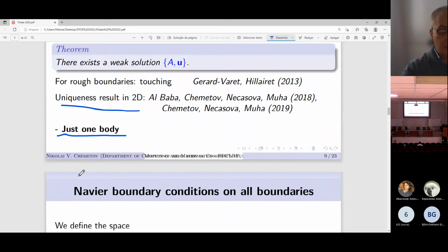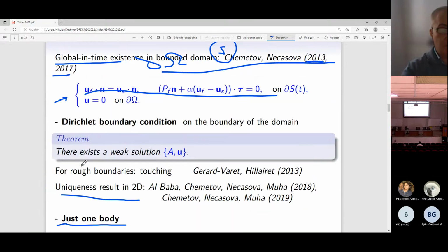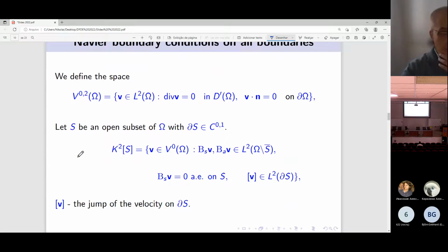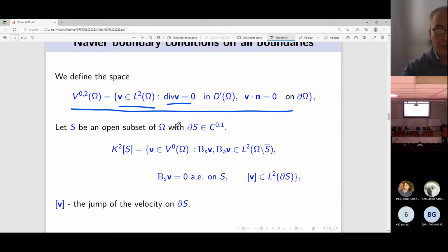Now I will announce our global solvability result with boundary conditions on both boundaries, on the boundary of the domain and also on the boundary of the body. To announce this solvability result, which was obtained just a few months ago, we need to prescribe our space, that is, we need to formulate a weak solution, in which sense we consider our solution. Therefore, we prescribe L2 integrable velocity functions that satisfy the divergence-free condition.